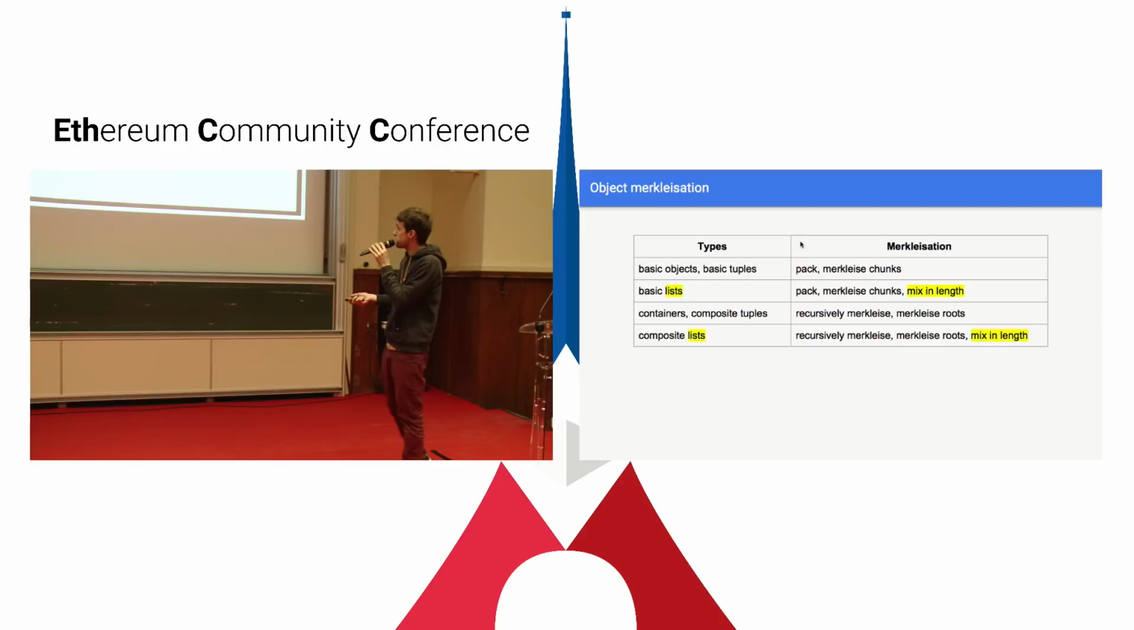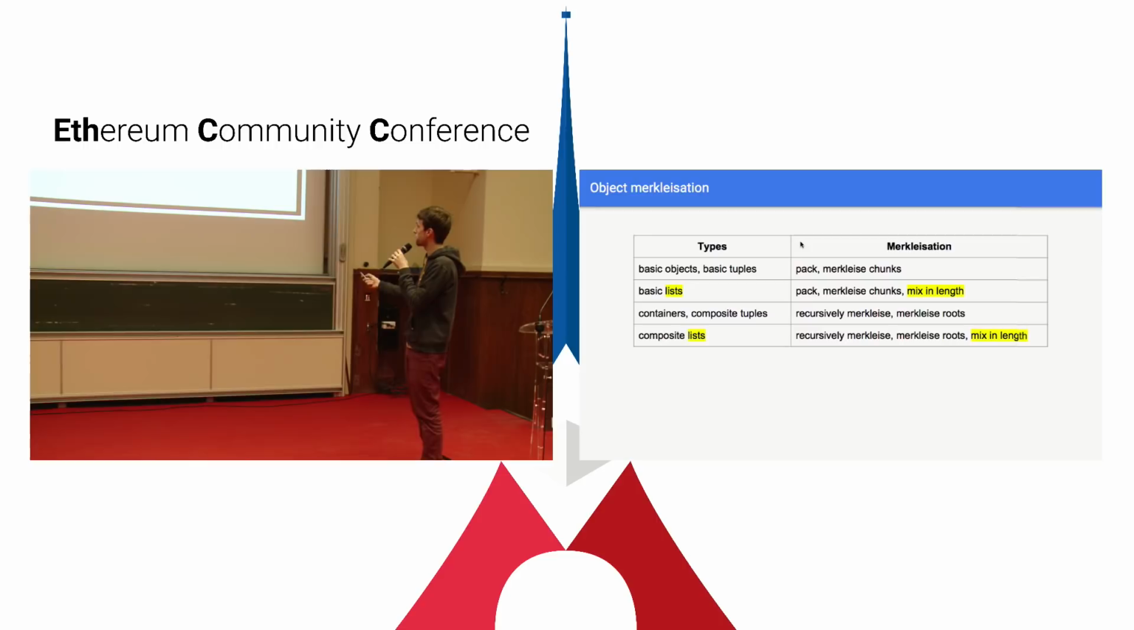And the final thing is that if you have a list, which is the variable size thing, then you want to mix in the length. And that is all you need to do. OK, so that's Merkleization. It's very simple, very nice. And it's part of what we call the simple serialize spec. So that's the standard that is used for the various clients to communicate with each other.